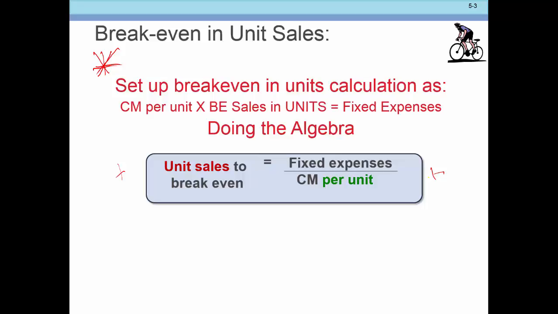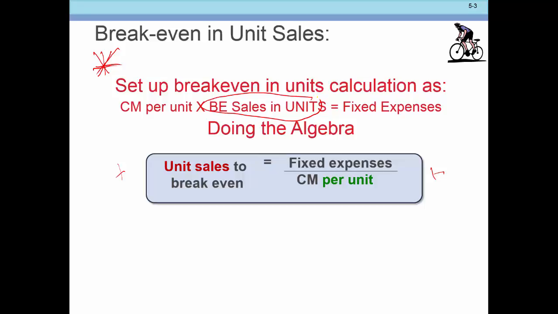So we set up our break-even unit calculation as the contribution margin per unit. That's the amount that's first going to go towards fixed cost and then my profit, my income, okay? And then I would multiply that by the break-even sales, which is the unknown. I don't know how many units I'm going to have to make to break even. That's what I'm trying to find out.